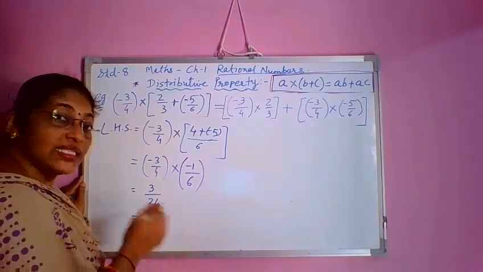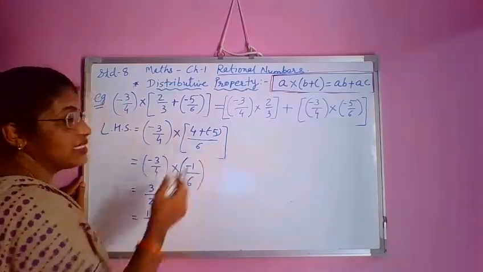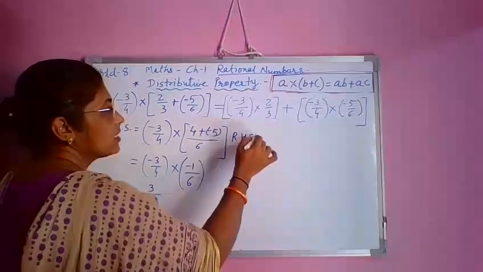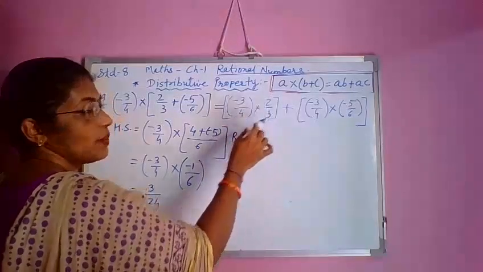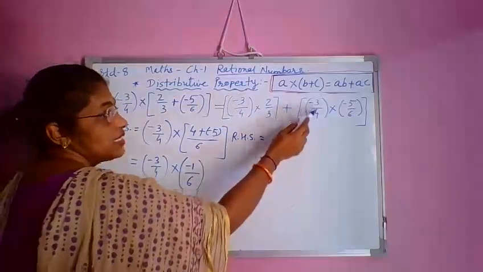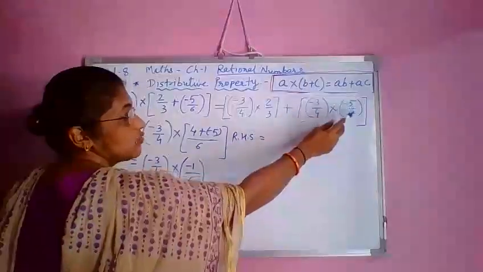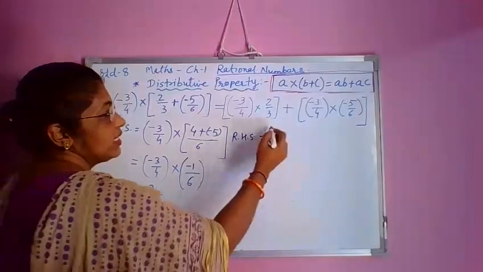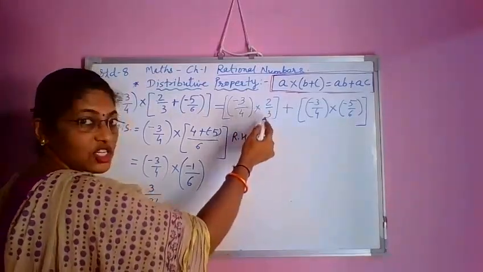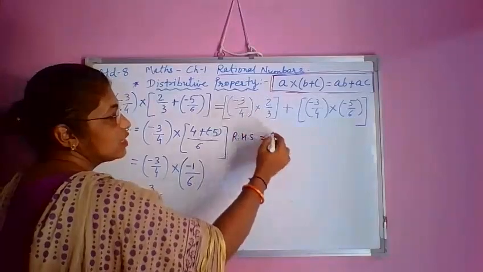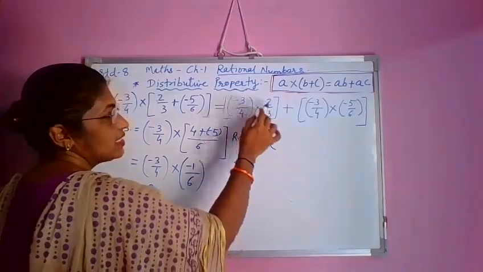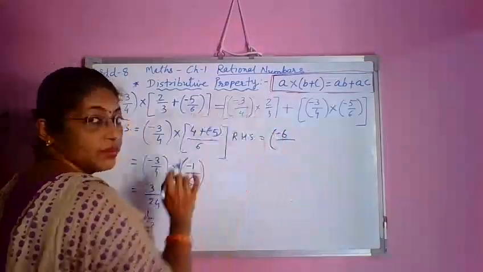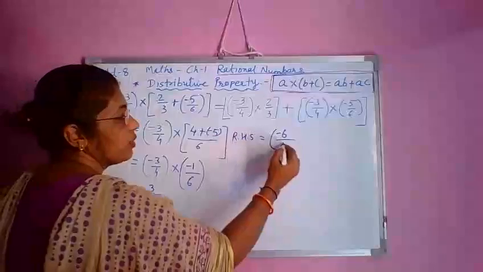Now let's see whether we are getting the same number on the right hand side or not. So the right hand side is minus 3 upon 4 into 2 upon 3 plus minus 3 upon 4 into minus 5 upon 6. Let us solve the first term, where both are with multiplication sign. The product can be written as minus 3 into 2 gives minus 6, and the product of 4 and 3 will give number 12.